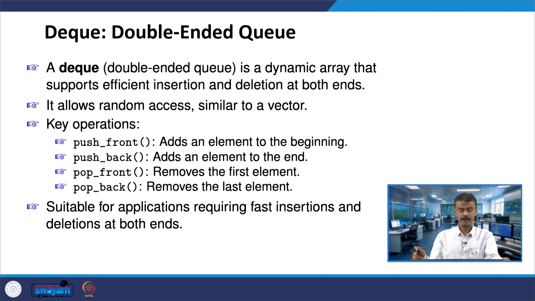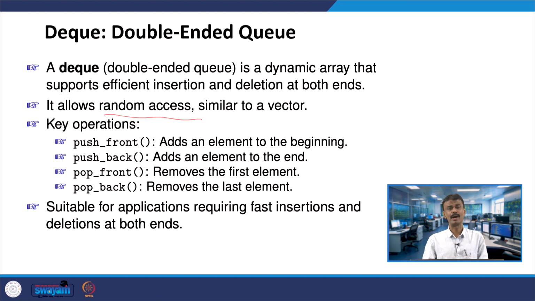This also allows random access, exactly like a vector. So, it allows random access, and there are several operations we can do like vectors and lists. Here we can have push front or insert front, that means you can add an element at the beginning, and push back, you can add an element at the end of the queue. Pop front, delete front, means you can remove the first element, and pop back, delete back, means you are removing the last element.